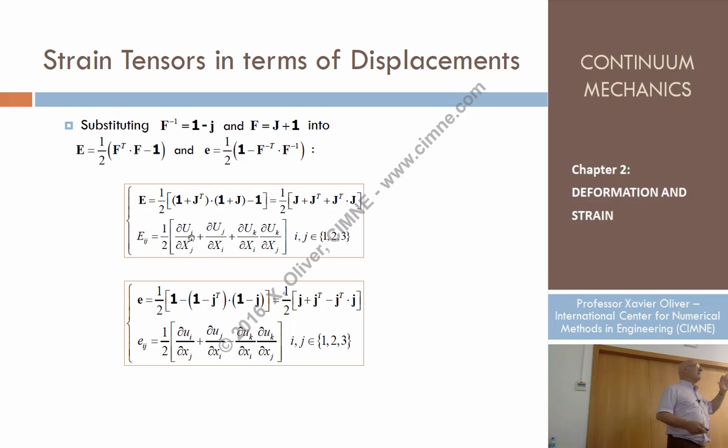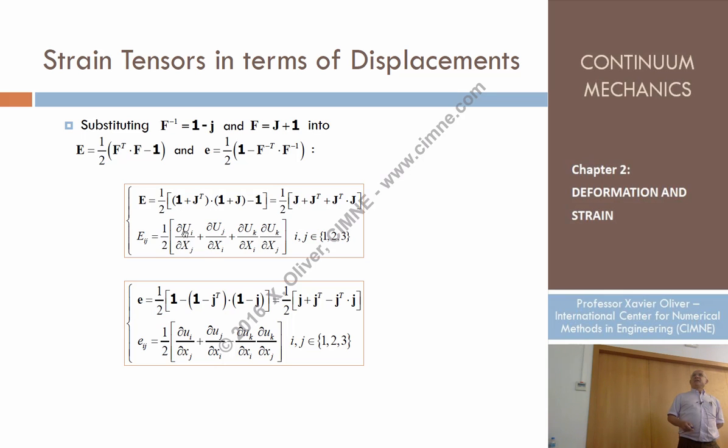Which is more similar to the first approach to your concept of strains. How do you obtain strains, remember, in structural analysis? Derivative of displacement, you remember? So here, strains are obtained as derivatives of displacements through this formula. Look, it's not so trivial.